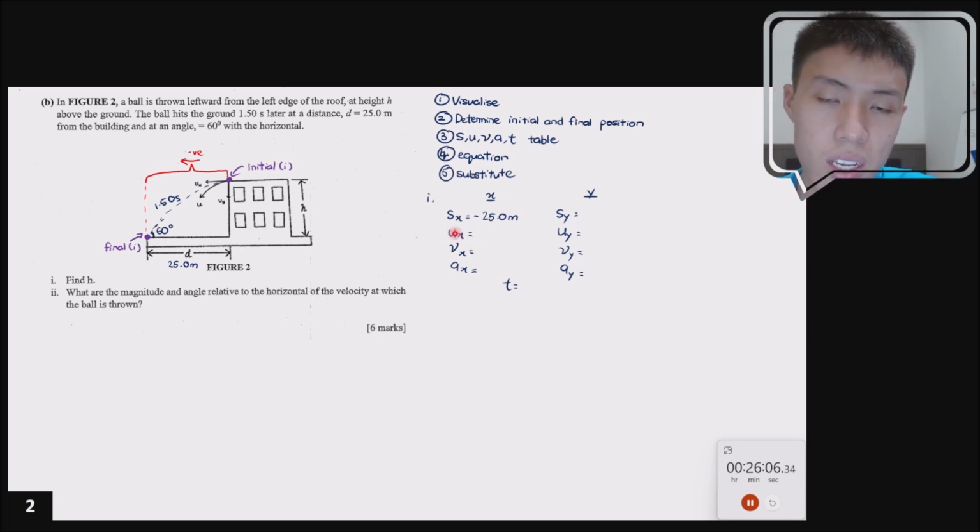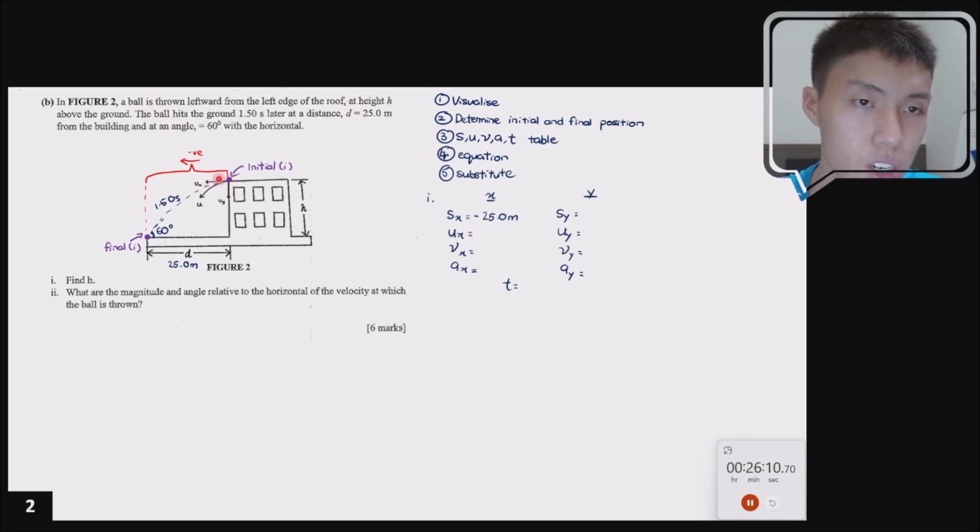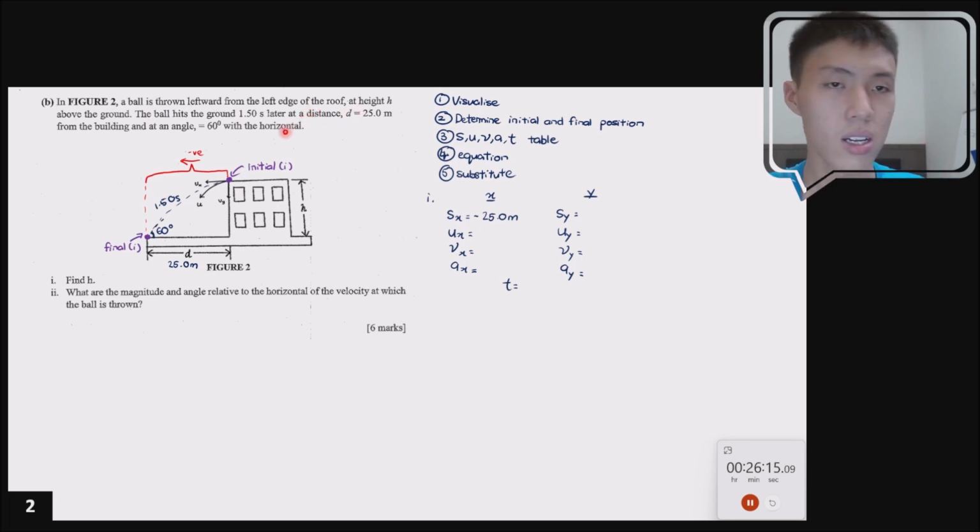Next, initial velocity x. For initial, we don't have any information. We don't know the angle. We don't know what angle it's launching at. We don't have the angle, we don't have the velocity. So I think it's fair to say that we don't know much about ux. So we leave it blank first.